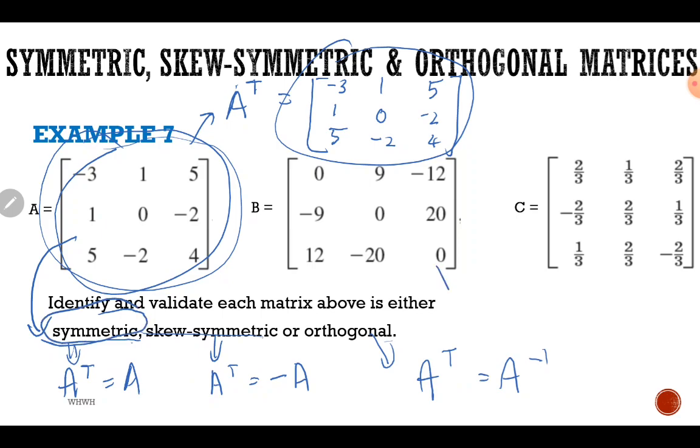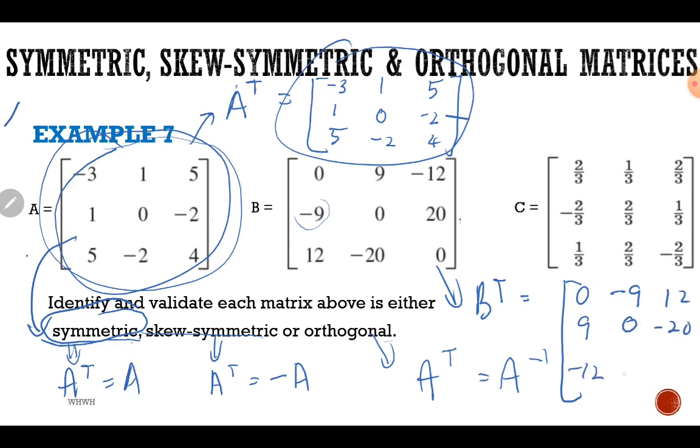Okay, we try to find B transpose. What is the B transpose here? We find the B transpose here, then we're going to have 0, negative 9, 12. And then we have 9, 0, negative 20. And then negative 12, 20, kosong. Okay, so is B transpose is equals to B? Tak, kecuali kalau kita letak negatif kat depan, betul tak? Then we can say that B transpose is equals to negative B.